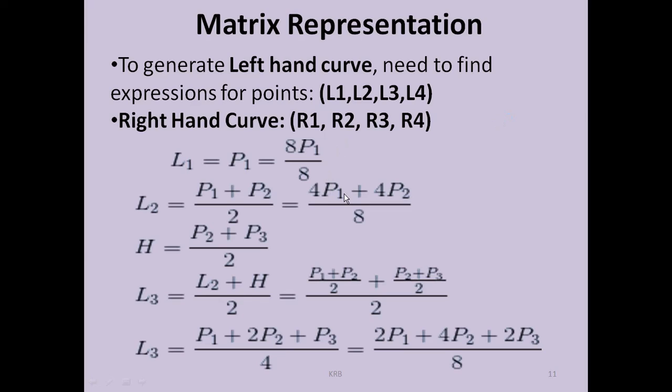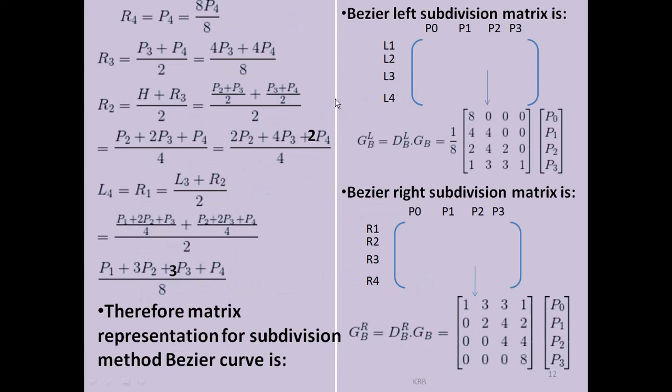Next, we are going to consider the second expression, L2. L2 has P1 as 4 and P2 as 4. So we have taken the constants here, P1 as 4 and P2 as 4, and as there are no other parameters, we have considered them as 0. Similarly, we will take the third row and the fourth row constants. P1 constant will be the first one, P2 constant the second, P3 constant the third, and P4 the last. As this is the L4 expression, P1 has the constant 1, so we have written 1. P2 has 3, so we have written 3. P3 has 3, so we have written 3. P4 has 1, so again we have written 1.